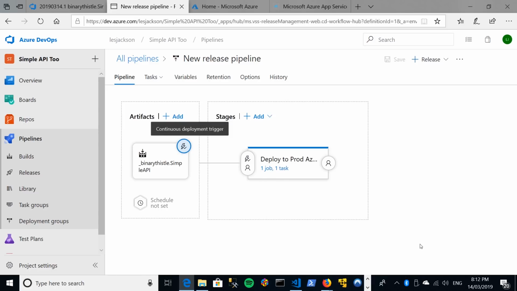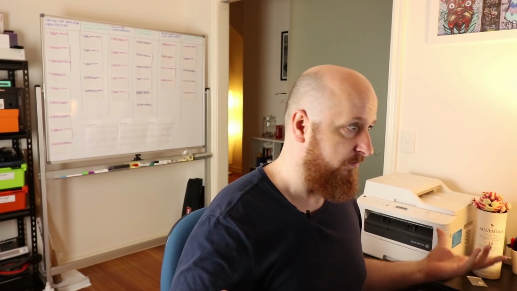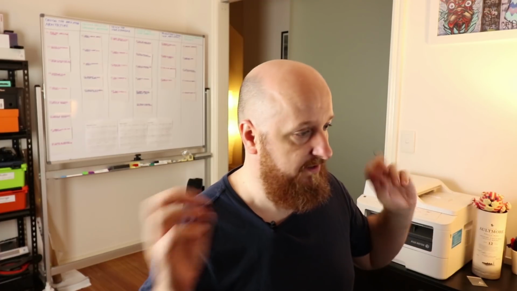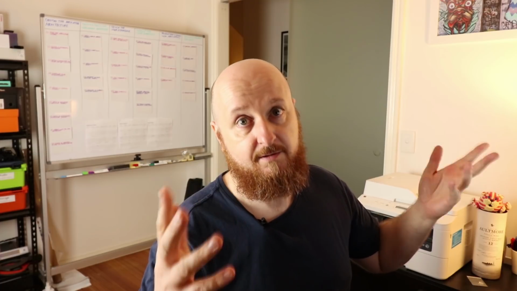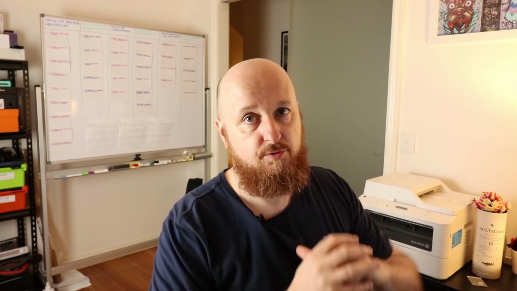So we're done. That is effectively our release pipeline set up. We have our artifact that's the output of our build pipeline. We've set up our continuous deployment trigger, and we only have one stage, which is basically pushing that deployment out to Azure, and we've specified the endpoint, the Azure subscription and the API app that we want. So if all has been done correctly, we are now ready to push our build out to Azure production.